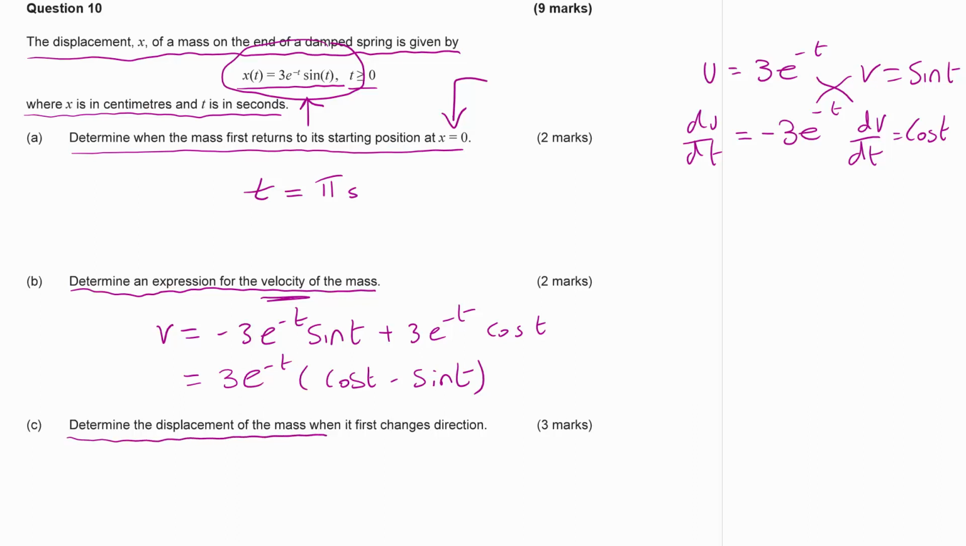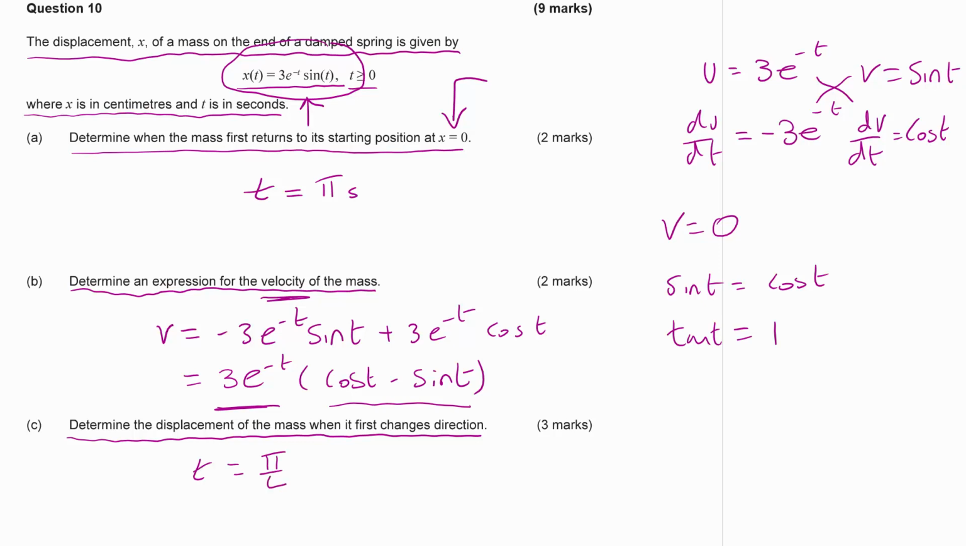Determine the displacement of the mass when it first changes direction. So it will change direction when v is equal to 0. So once again, 3e to the negative t cannot be 0. So for v to be 0, we must have that sine t is equal to cos t. That will make the bracket 0. And that means that tan t is equal to 1, dividing both sides by cos t. So when does that happen? It's going to happen when t is equal to pi by 4. That's the first time that sine is equal to cos.